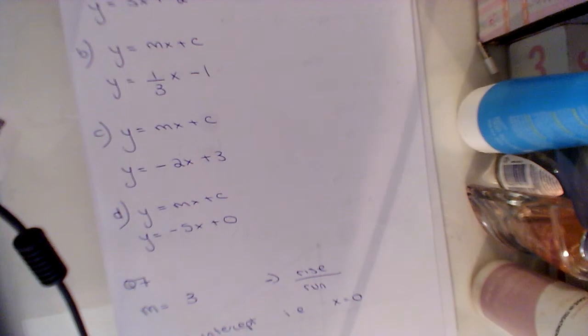Part D, I have my slope is minus 5, my y-intercept is 0, 0. So I have y is equal to minus 5x plus 0. You could just leave it as y is equal to minus 5x. That is the correct answer also.